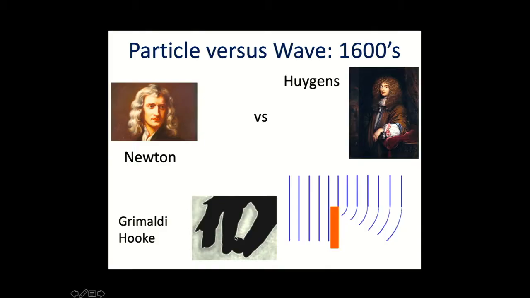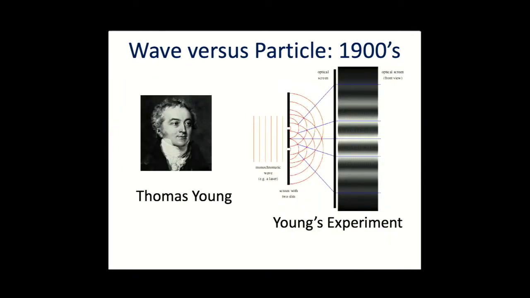But about the same time, Grimaldi and Hooke noticed that when light went past the edge of an obstacle, it would bend a little bit. And you can see this in this photograph here. And Huygens was able to explain this as a phenomenon of a wave. They had been studying water waves, and this basically is what he thought. And there was this tension for actually several decades on: is light a particle or is it a wave?